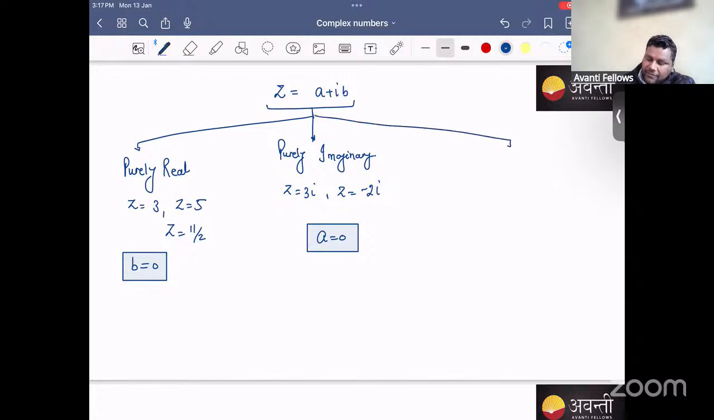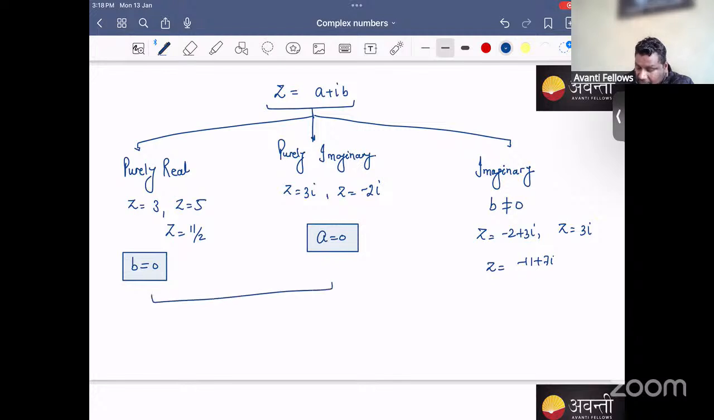And if a complex number is simply imaginary, in this case b should not be 0. That means z can be minus 2 plus 3 iota, z can be 3 iota, z can be minus 11 plus 7 iota. So they all are imaginary. Yes, they may be purely imaginary. They may not be purely imaginary, but they are imaginary.